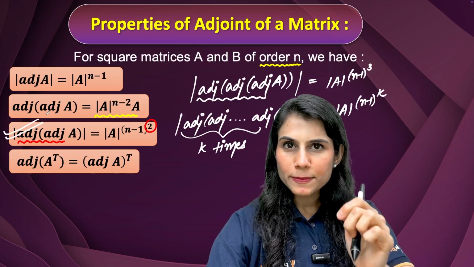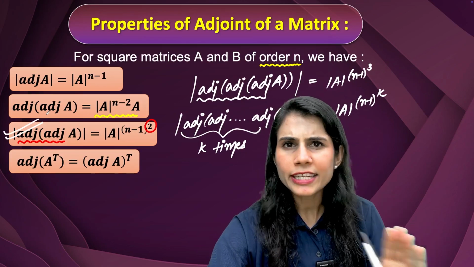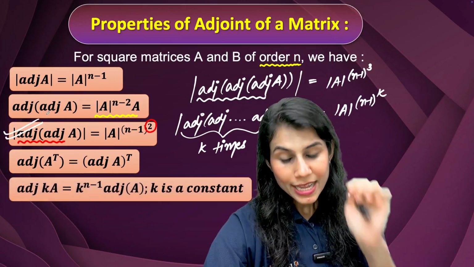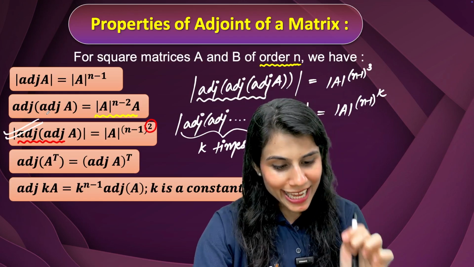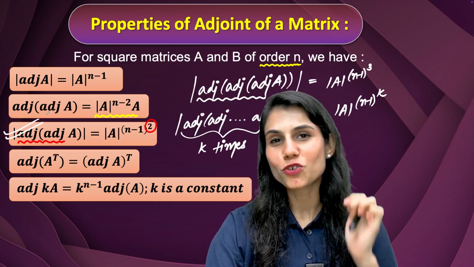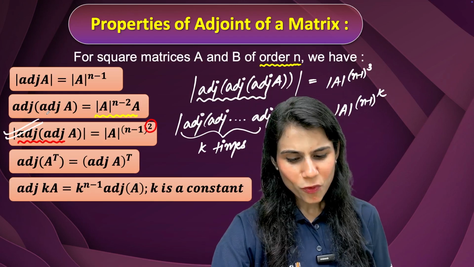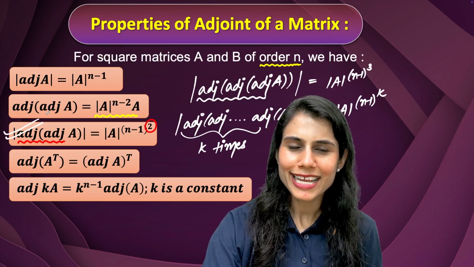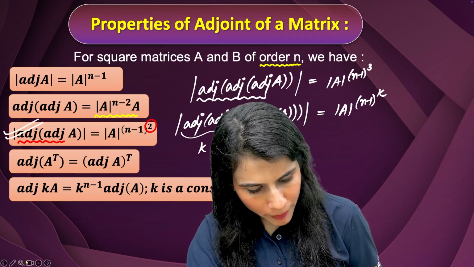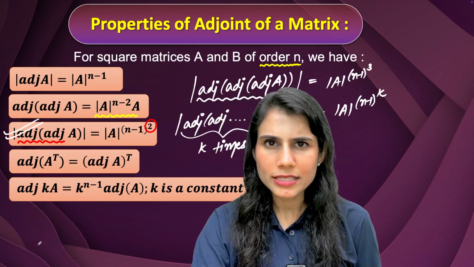Adjoint of A transpose is adjoint of A whole transpose. Very intuitive, very, very easy. Adjoint of K times A is K to the power n minus 1 times adjoint of A. What is this? Somehow it's reminding me of a property of determinant. Is that happening to you?